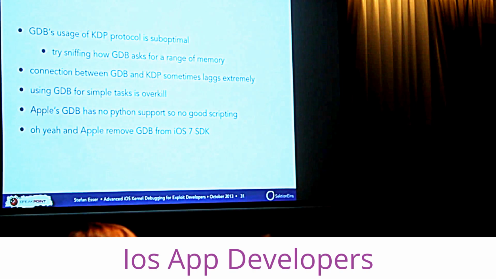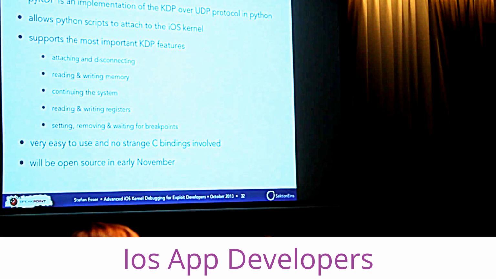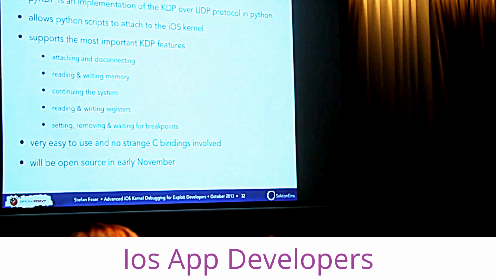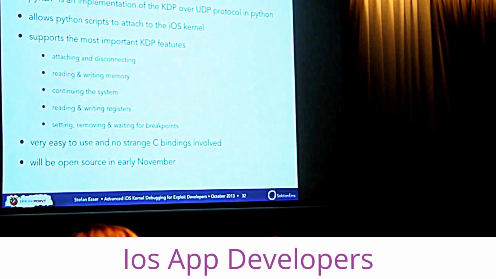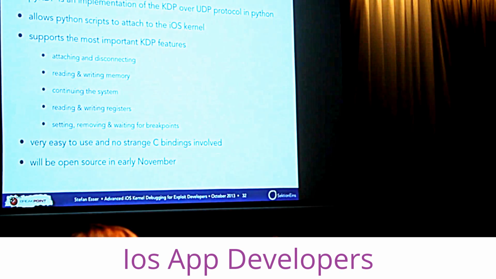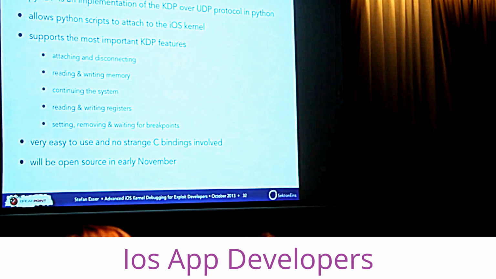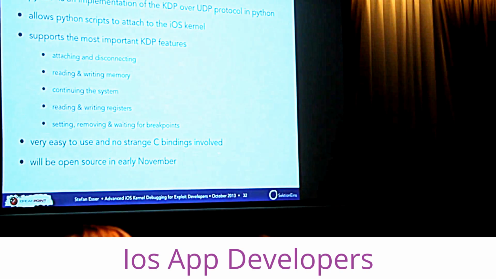So I started creating PyKDP. PyKDP is basically a KDP implementation in Python. At the moment it only speaks KDP over UDP, so you still need that serial KDP proxy. Maybe in some future version I will let it speak serial directly, but it's not required at the moment. At the moment it gives you access to only the most important KDP features, but in the future to all of them. For example, access to physical memory is already possible, which is not that easy or not possible at all with GDB.